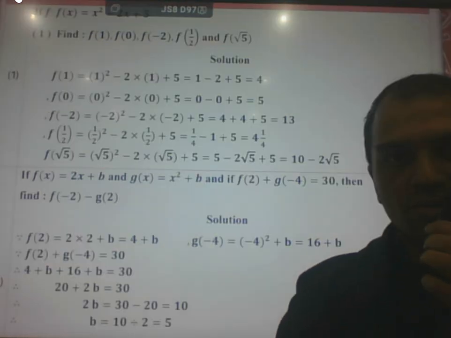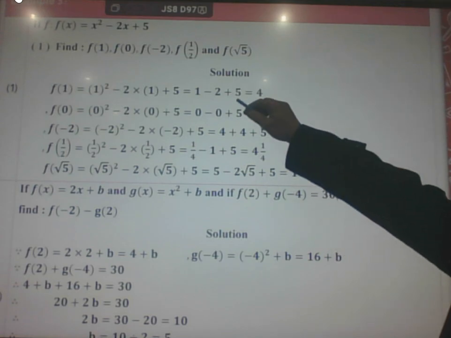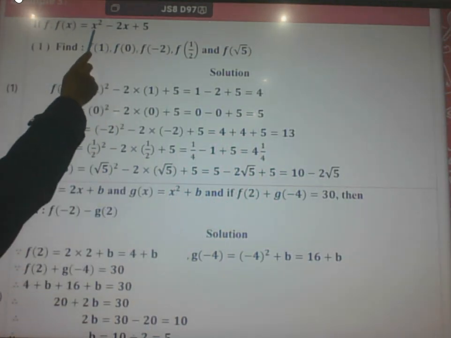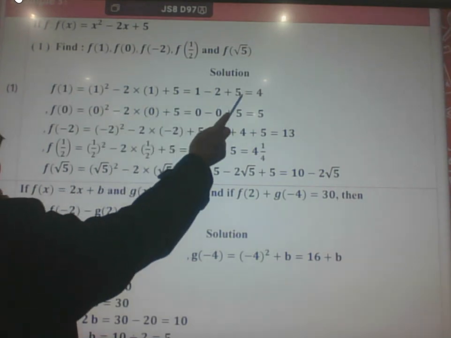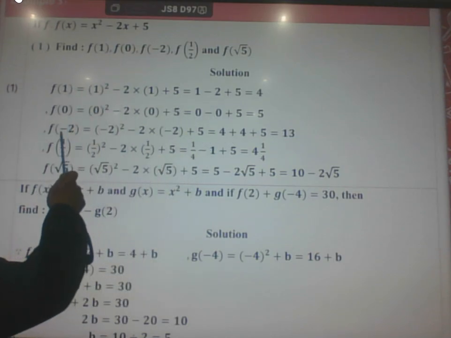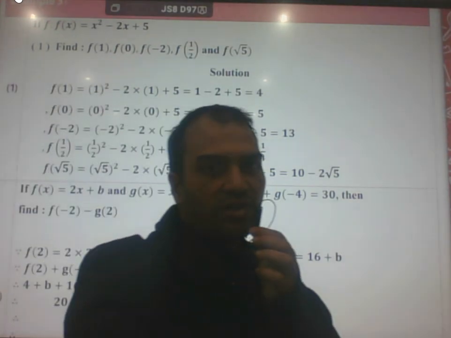Okay, look at with me the first question here. If f of x equals x power 2 subtract 2x plus 5, find f of 1. Put here x equals 1: 1 power 2 subtract 2 times 1 plus 5 equals 1 minus 2 plus 5 equals 4. And also f of 0, put x equals 0: 0 power 2 subtract 2 times 0 plus 5 equals 5. And also f of negative 2, put the value of x here equal to negative 2 to find the answer.